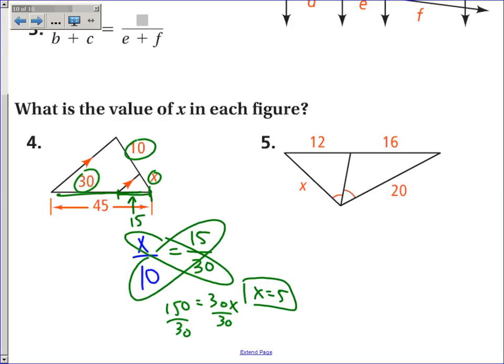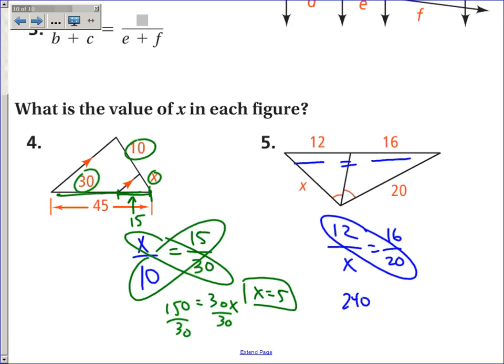Number 5 uses the angle bisector theorem. I will use 12 over x is equal to 16 over 20. 12 times 20 is 240. x times 16 is 16x. Divide both sides by 16. And x is equal to 15.